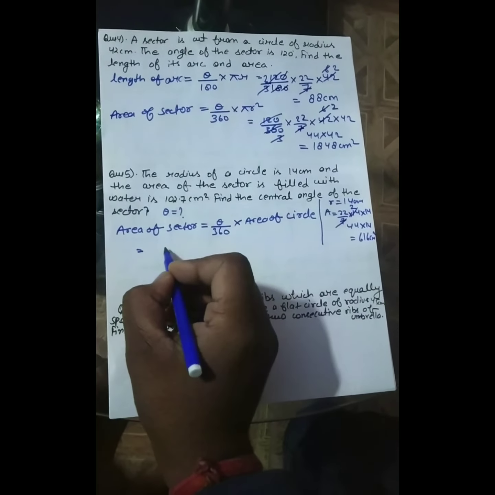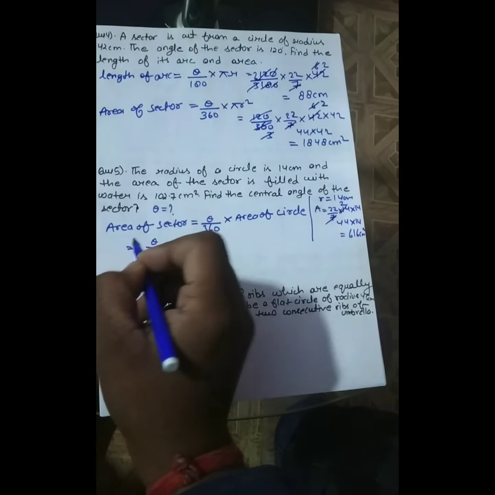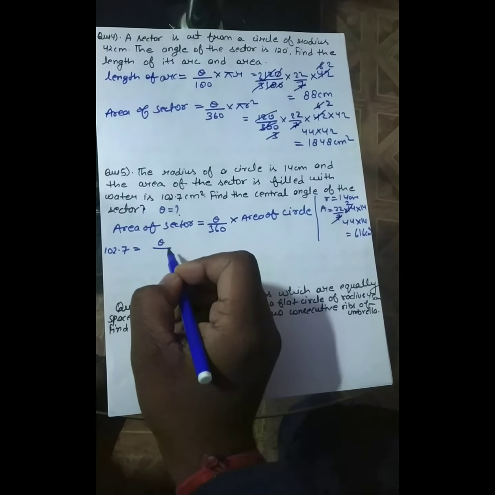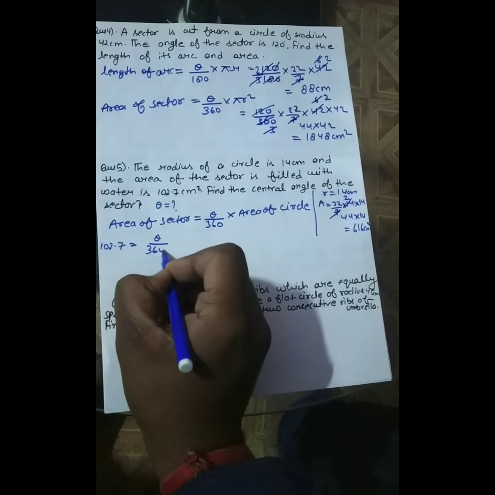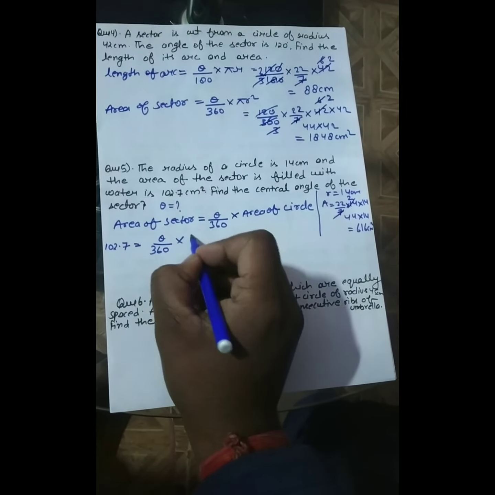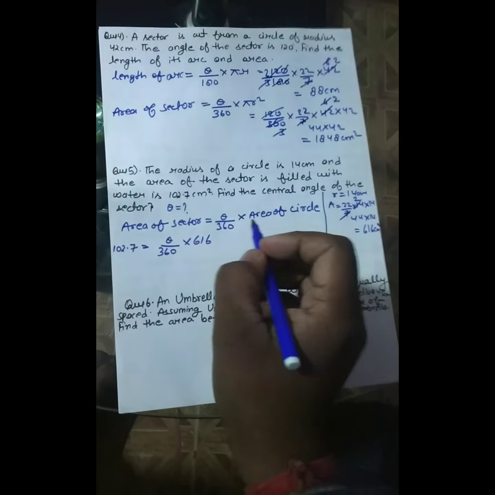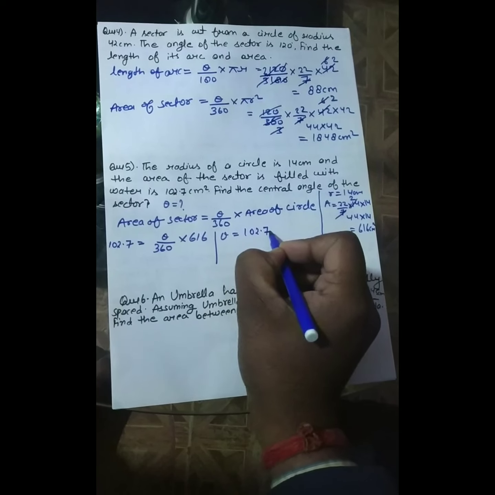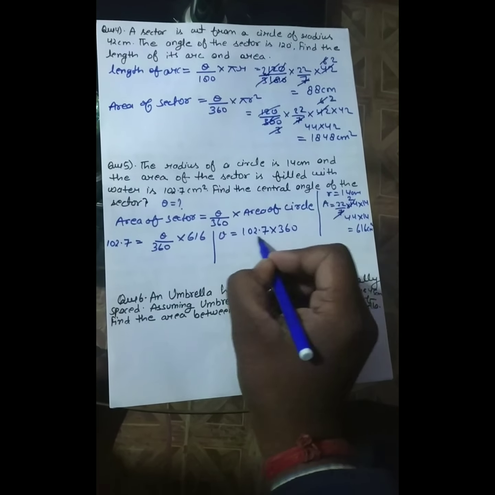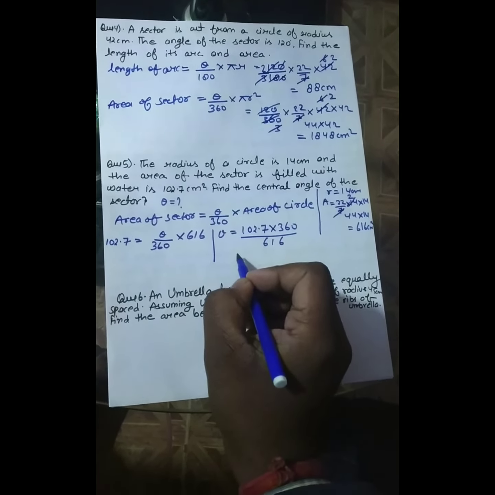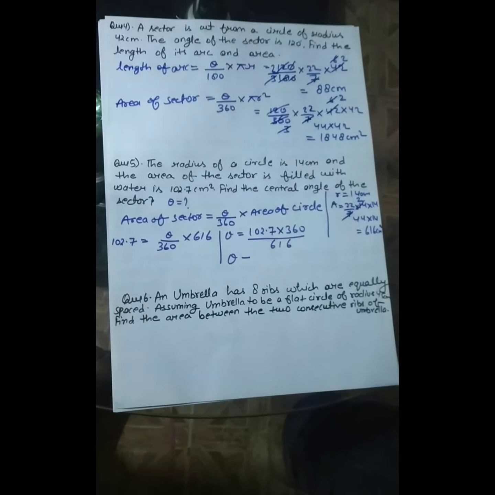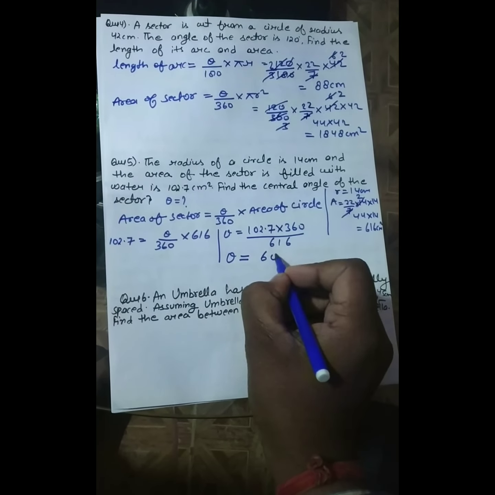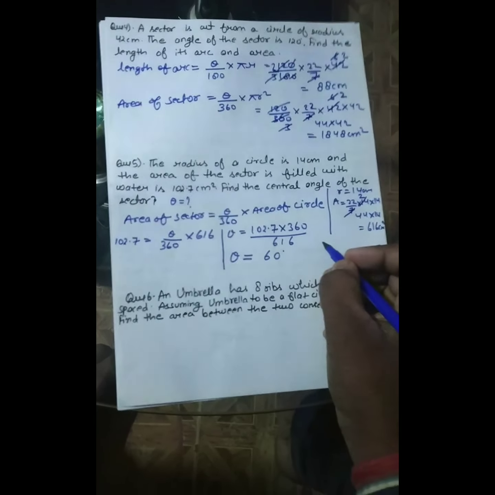So again, area of sector is equal to theta upon 360 into area of circle, and the value of area of sector is given, that is 102.7 is equal to theta upon 360 into the area of circle, 616. So when we reverse the value, then theta is equal to 102.7 into 360 upon 616. When you solve the whole equation, then the value which will be found is 60 degree. Got it, guys? You will calculate it.